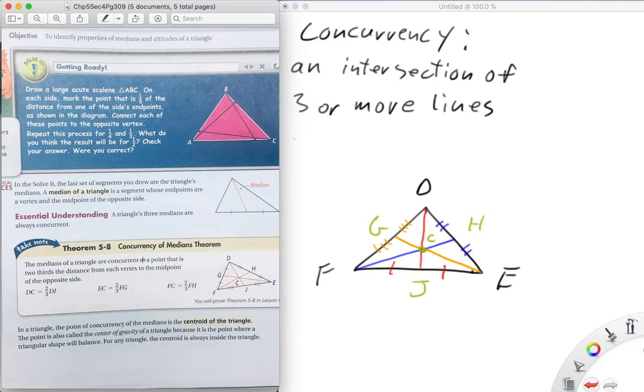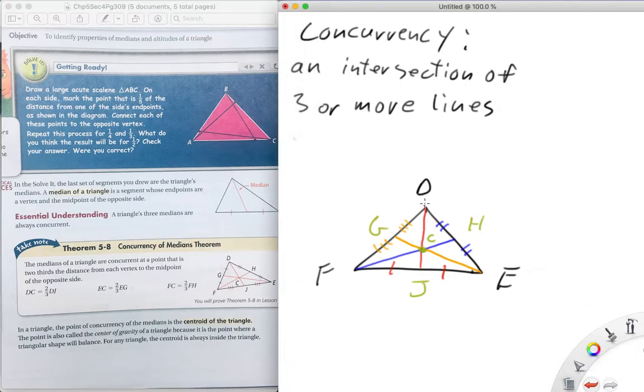The medians of the triangles are concurrent at a point that is 2/3 the distance of the vertex to the opposite side. Meaning, this guy right here is 2/3 from this guy to this guy. This guy right here is 2/3 from this guy to this guy. This guy right here is 2/3 from this guy to this guy. Meaning, if I look at the whole entire median of DJ, the distance here, DC, from the vertex to the point of concurrency, DC, is equal to 2/3 the distance of the whole entire thing, DJ.